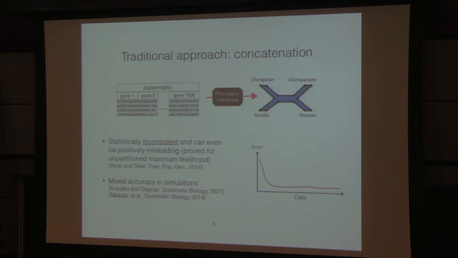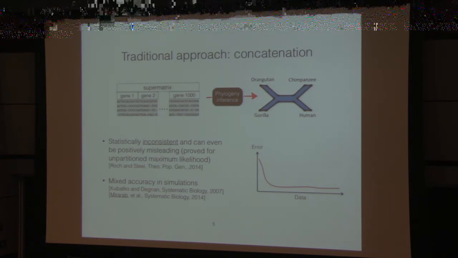On simulated data where you're not violating the model, everything's under the correct model, you can get concatenation being better than statistically consistent methods. So it's not a black and white story. And understanding why under simulations concatenation is sometimes better than the right methods is part of the interesting thing here.